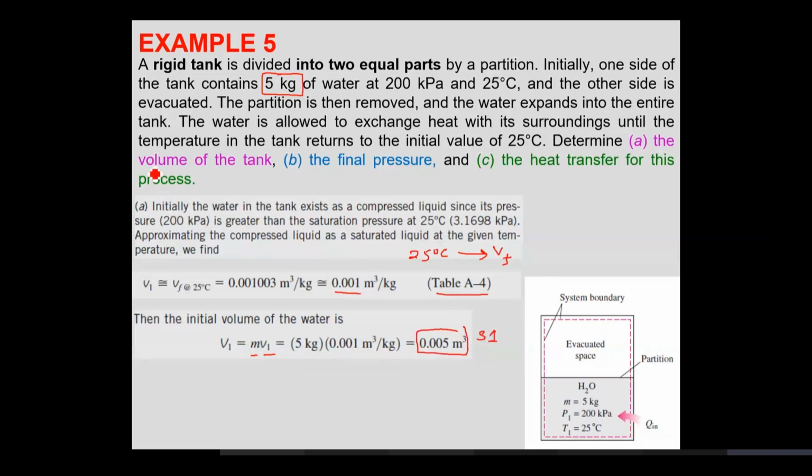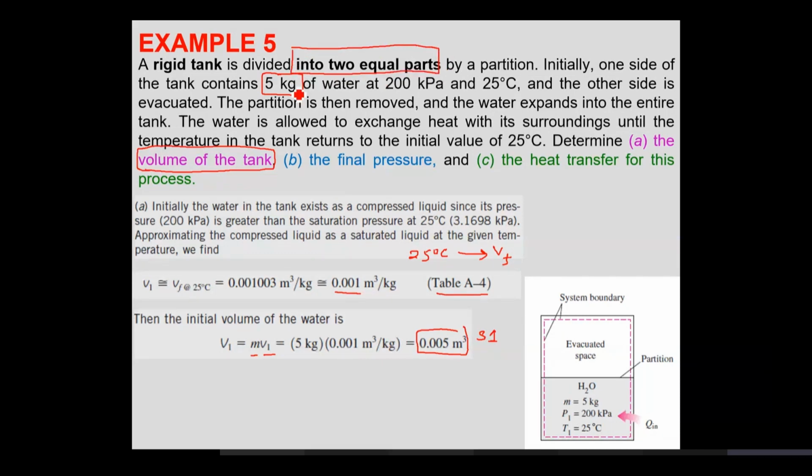Now, how can you find out the final volume of the tank? Anybody, how can you find out the final volume of the tank?